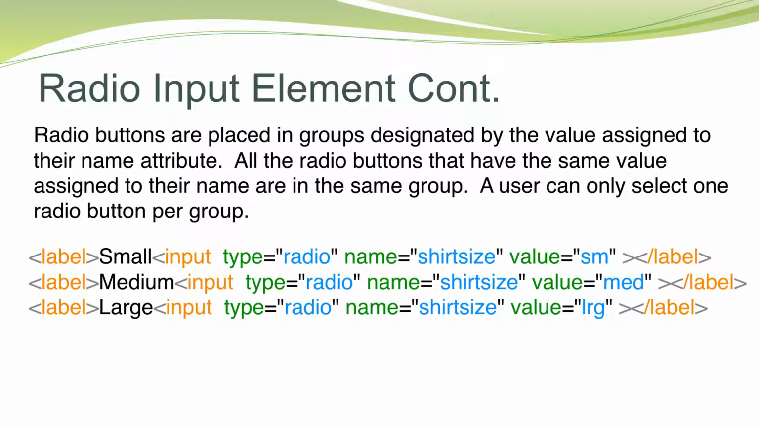Radio buttons are placed in groups designated by the value assigned to their name attribute. All the radio buttons that have the same value assigned to their name are in the same group. A user can only select one radio per group. In the example, we have one group of shirt sizes. A user can select only one shirt size.